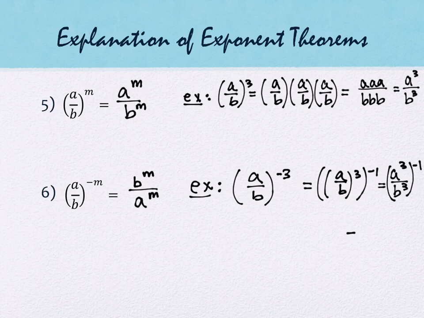So I'm going to take my fraction and I'm going to turn it upside down. Now nothing's negative. I've dealt with the negative by flipping the fraction. So I end up with b cubed over a cubed.